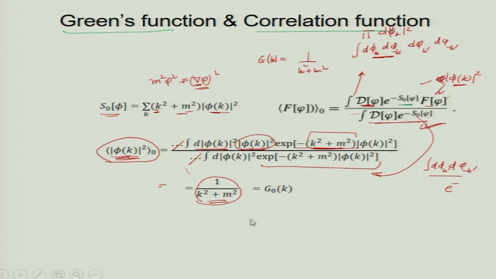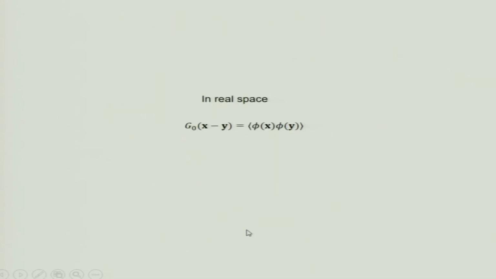Okay, this is a very important point to keep in mind. In equilibrium, in real space, the Green's function will be G naught of x minus y, where x and y are 2 points. Now, that is the same as the correlation function of phi x and phi y. Okay, this can also be proven, but I will not prove it here. If I do the Fourier transform of the previous slide, then you will get this.